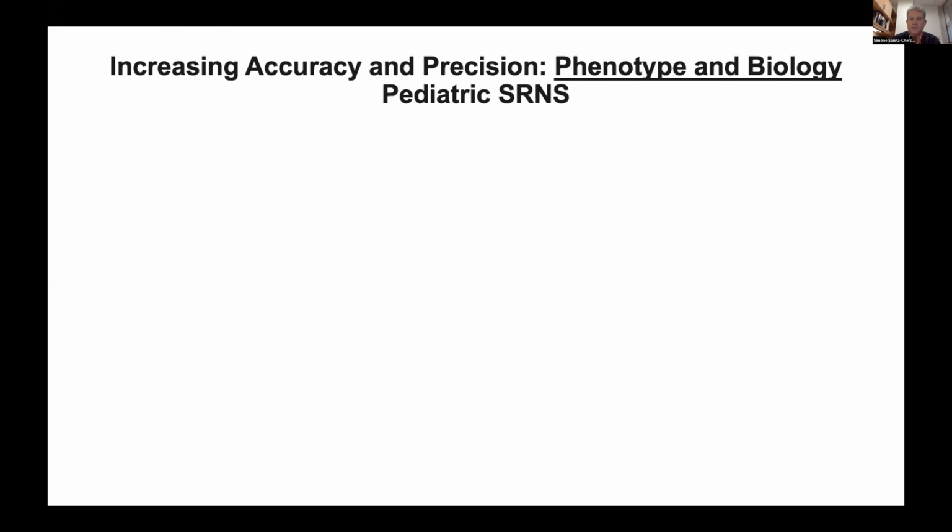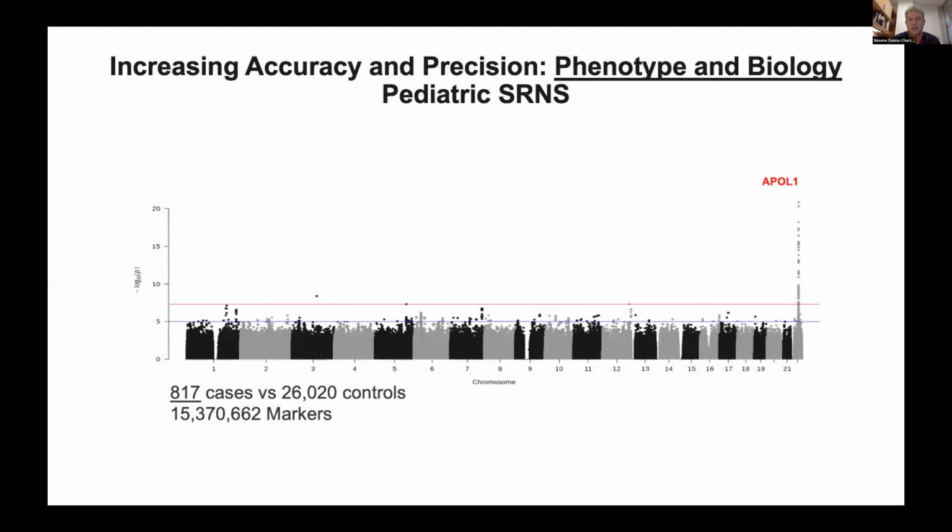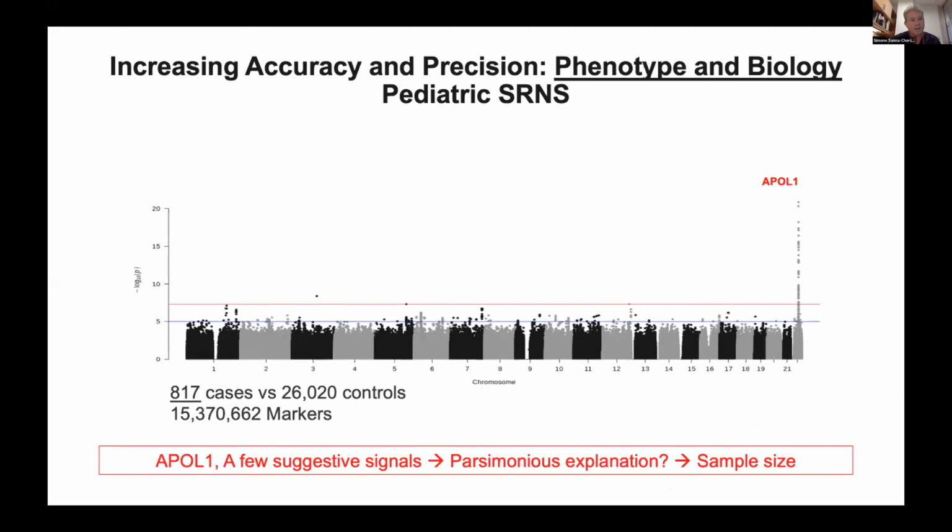But what if we add phenotype, but also biology? Let's look at steroid-resistant nephrotic syndrome. Again, here is APOL1, just 800 cases for a GWAS analysis, reasonable, you see APOL1. The most parsimonious explanation is that sample size is actually a problem, but here the problem is that you have a big component in this category of disease that have Mendelian mutations, and these can really mask signals that are of moderate to low effect size.